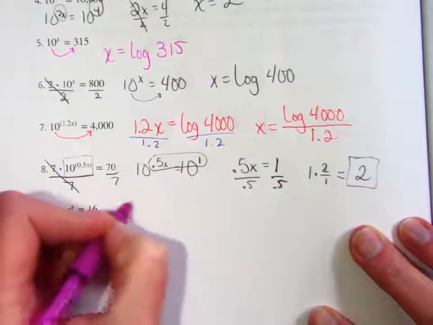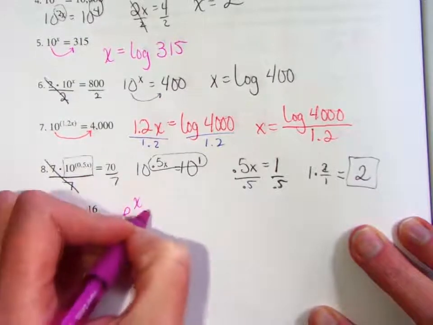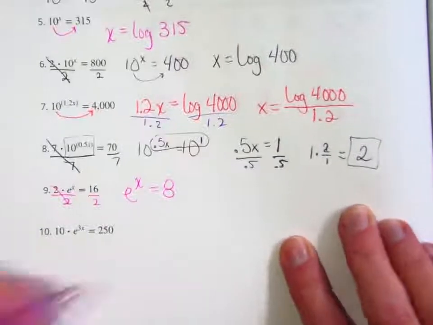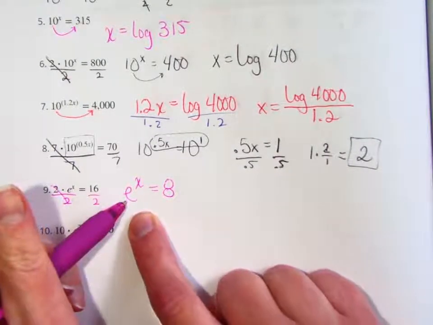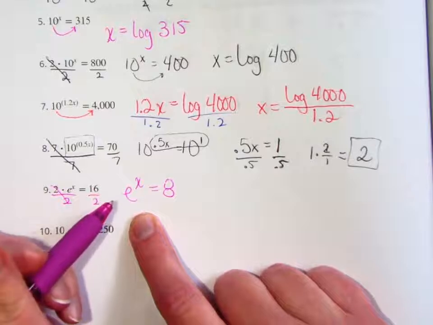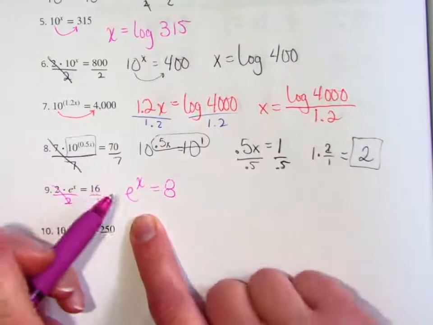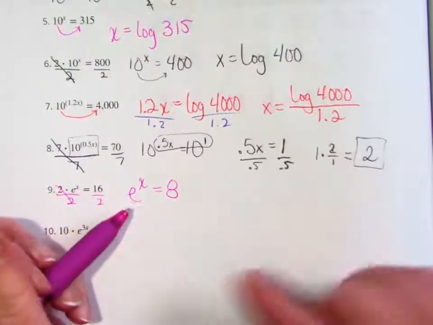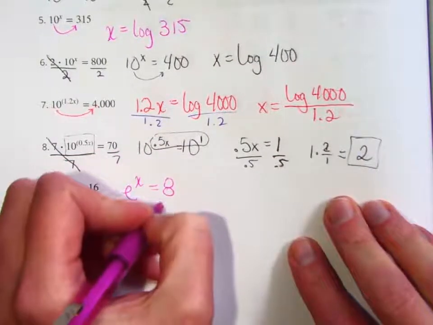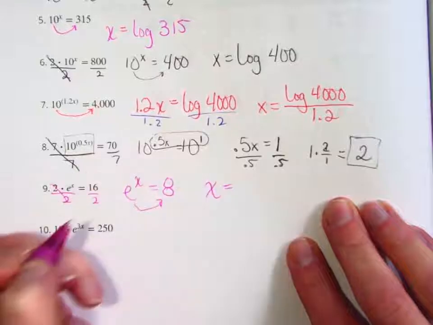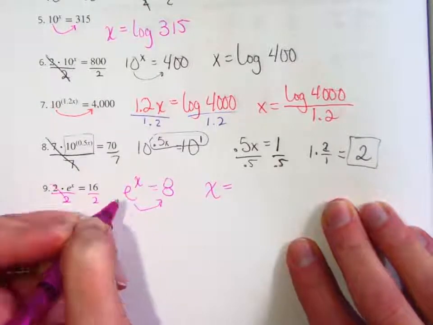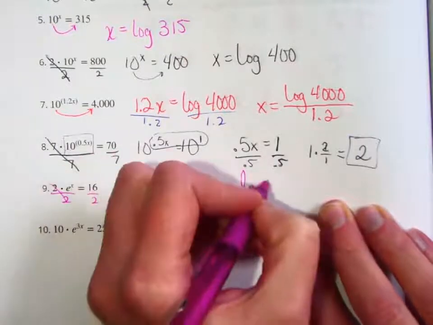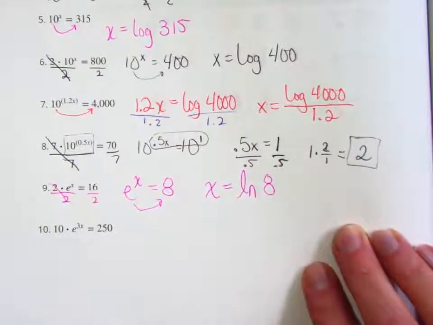Keep plugging and chugging, friends. This time we have a base E. E, remember, is 2.71828182818281828 forever and onwards. So I certainly can't get exact when I'm looking at that as a base to something. All I can do is log roll that to get x by itself. Remember, log base E, natural log, ln of 8.